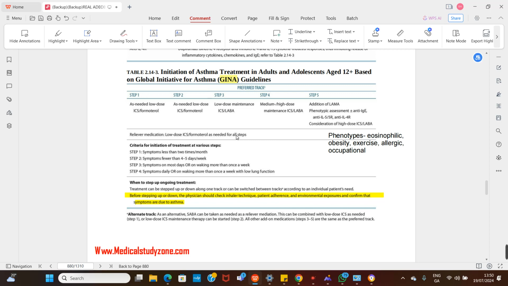If the person is having step three symptoms with a low function, you do your pulmonary function test, and it shows very, very low values. That's your step four. So you step up to step 5 if the person does not respond to step 4.